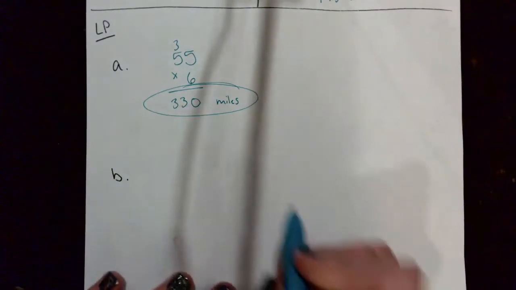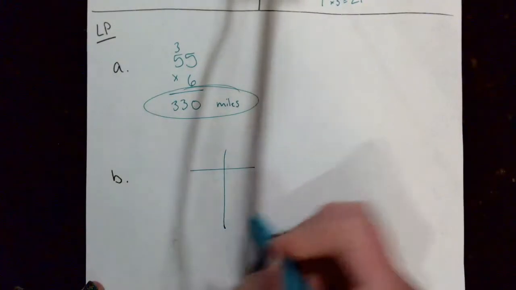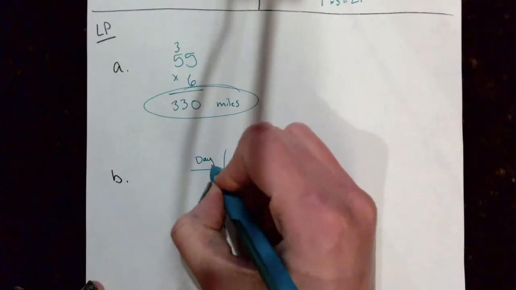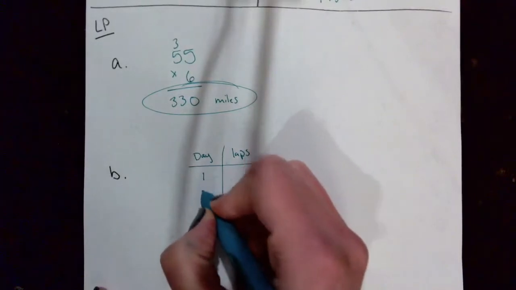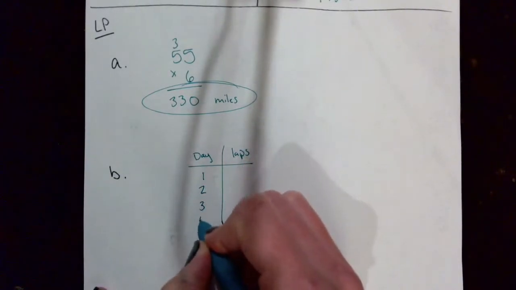says Barrick swims 20 laps every day. How many laps will he swim in 1 week? Make a table. So, days and laps. 1 week is 7 days, so we're going to need to go this table all the way to 7.